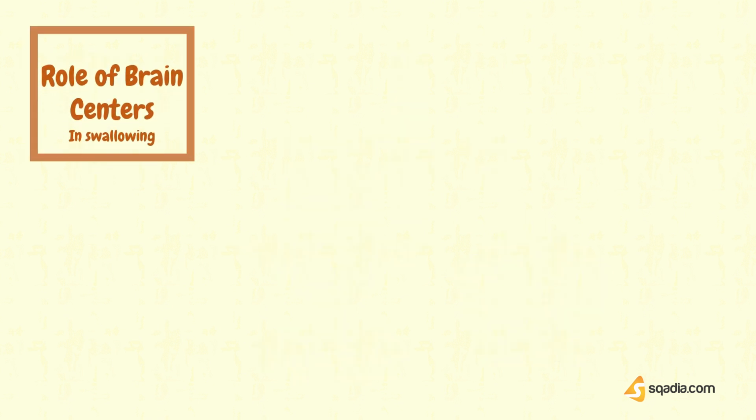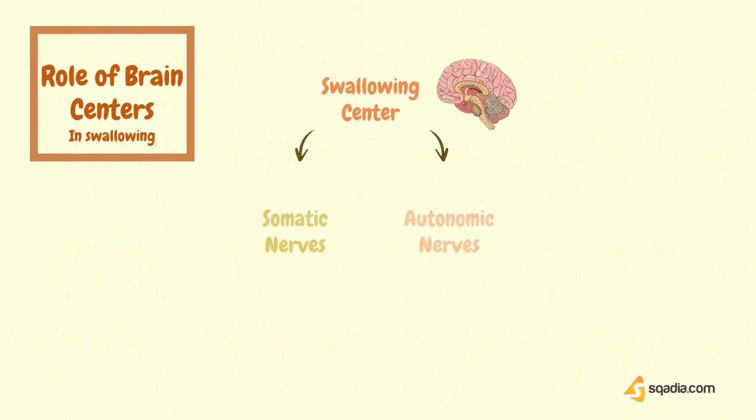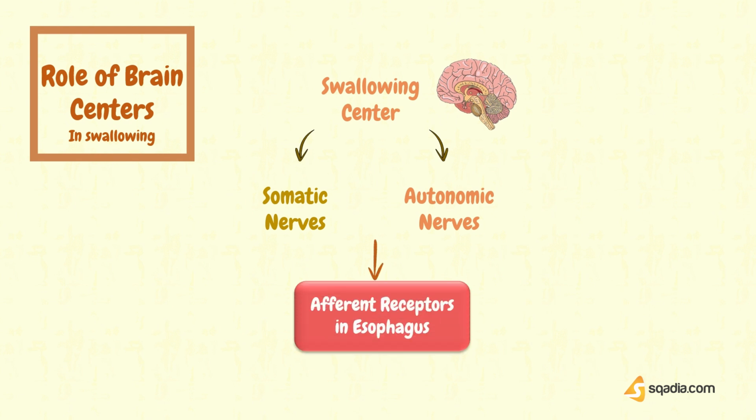The principal role of the brain in regulating esophageal movement is the swallowing centers in the medulla that produce a sequence of events leading to both efferent activity to somatic nerves and autonomic nerves. This sequence of events is influenced by afferent receptors in the esophagus wall, sending impulses back to the medulla.